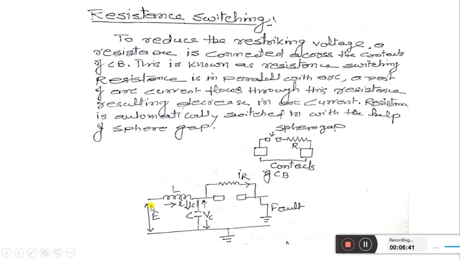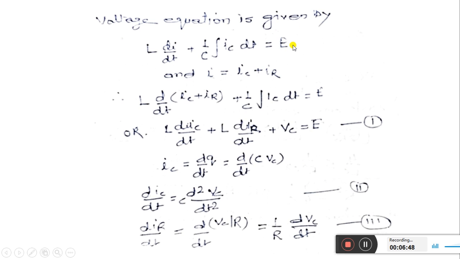This is the input source voltage. So this is the KVL applied again to this circuit which has been written here. Again here E is taken as a constant because we have discussed that since the restriking voltage is a very fast phenomenon, it can be regarded as a constant.